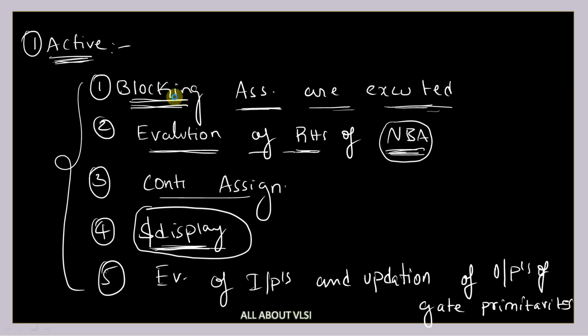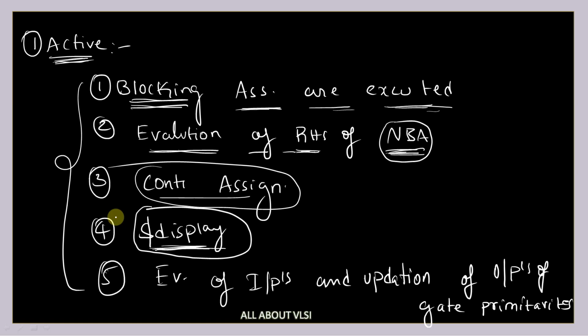In the active region, blocking assignments are executed, along with the evaluation of the RHS of NBAs. Only evaluation happens in the active region, whereas the updation of these values happens in the NBA region. And continuous assignments in data flow modeling, we are going to learn about these. The $display statement is also executed in the active region itself. And we have also seen the evaluation of inputs and updation of outputs. These are all the things we discussed in our previous session.